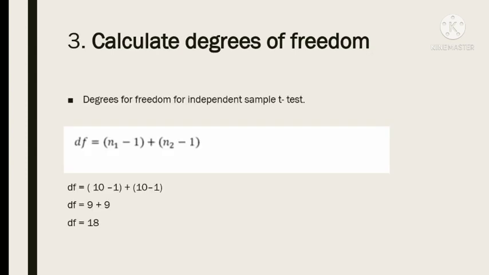Step 3 is calculating the degrees of freedom. This particular formula is for degrees of freedom for the independent sample t-test. So df is equal to n sub 1 minus 1 plus n sub 2 minus 1. For group number 1, or the male group, we have a sample size of 10, and group 2, which is the female, we also have a sample size of 10. So that will be 10 minus 1 plus 10 minus 1. That will give us 9 plus 9, and the degrees of freedom is equal to 18.